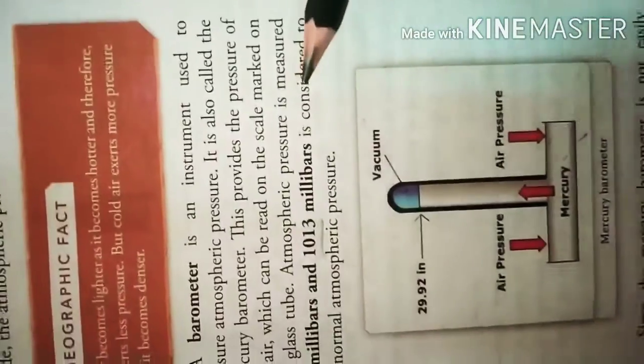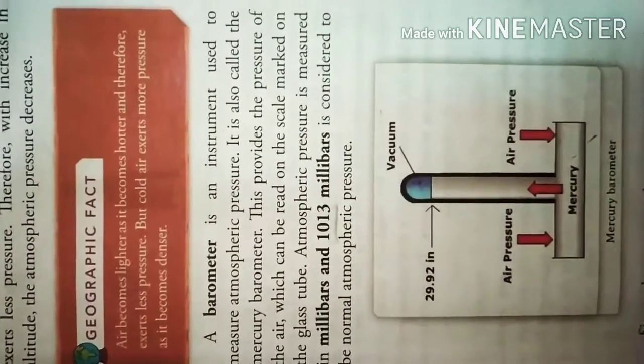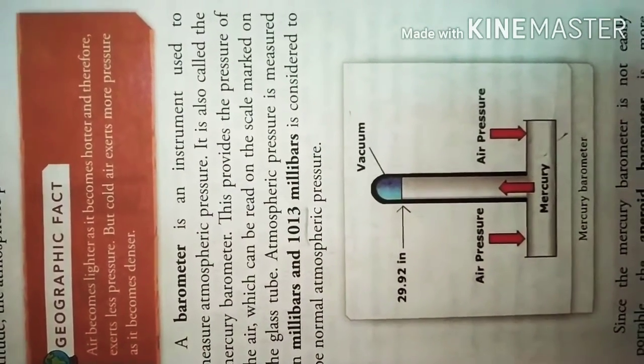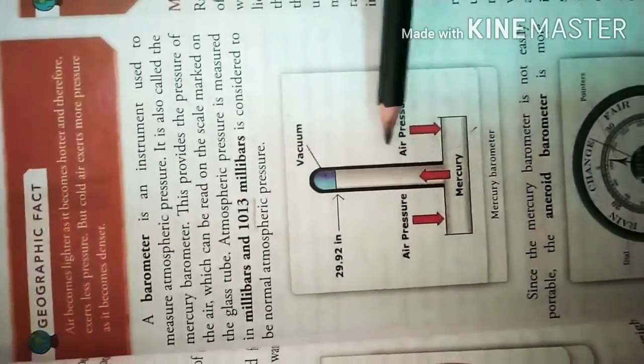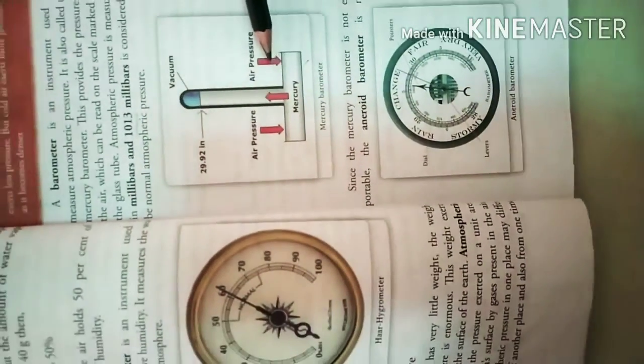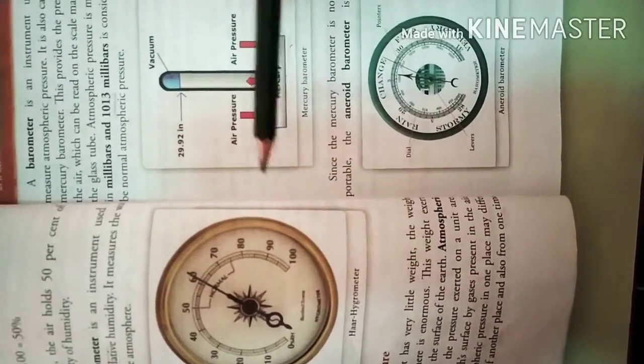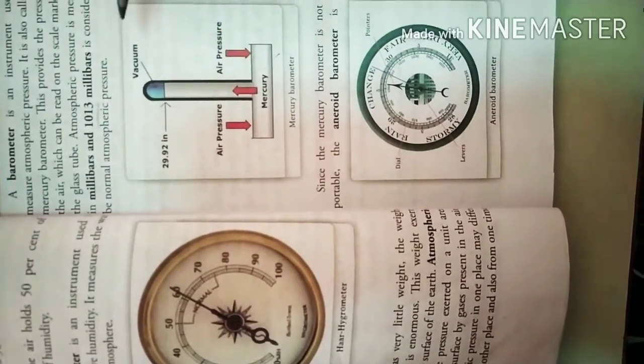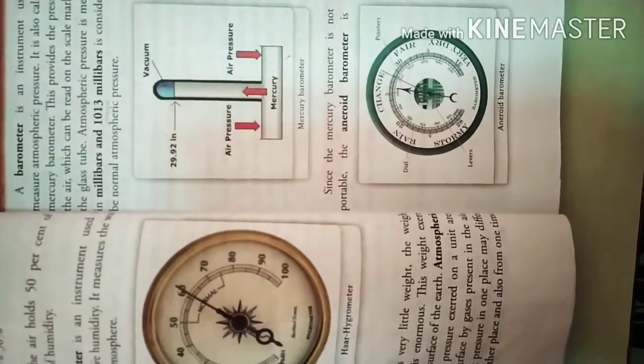So for temperature we use a thermometer. To measure relative humidity, or humidity, we use a hygrometer. And for air pressure we use the barometer and the aneroid barometer. These are the four instruments we use to measure temperature, air pressure and humidity. It's all about the instruments. Thank you for today's lesson.